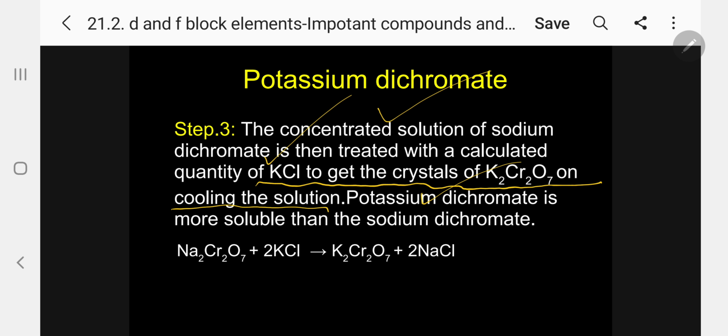Sodium chloride is less soluble, so it can be filtered out, leaving the potassium dichromate in solution. Potassium dichromate is more soluble. Then after, that is the third step.